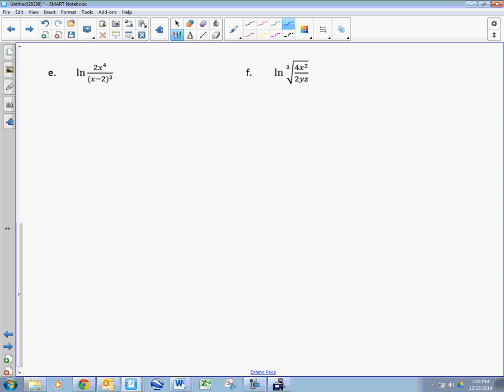The outer structure of this problem, the outermost structure is the division. So therefore, we have the natural log of 2x to the fourth minus the natural log of x minus 2 to the third. Okay, see how smart you are now. Natural log of 2x to the fourth. Do I take care of the 4 or the 2? Which is it? It is the 2. Why?